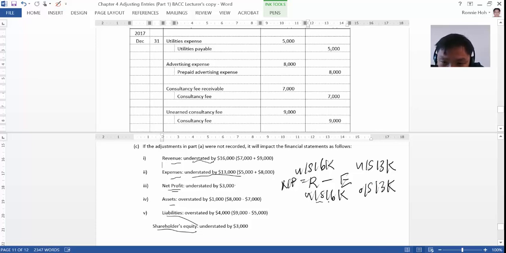So on one hand you have understated 16k, on the other hand you have overstated 13k. The net impact would be understated of 13, or 3k rather. That's why the answer is understated by 3k. Make sense? Alright, if that is the case, you can actually now jump to number 6.